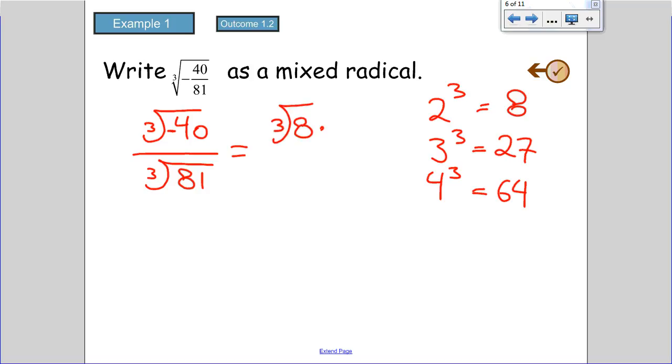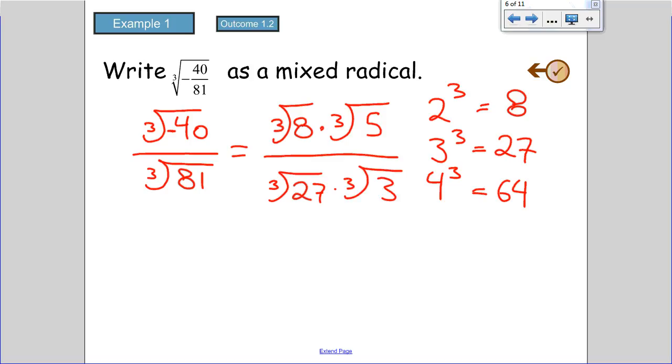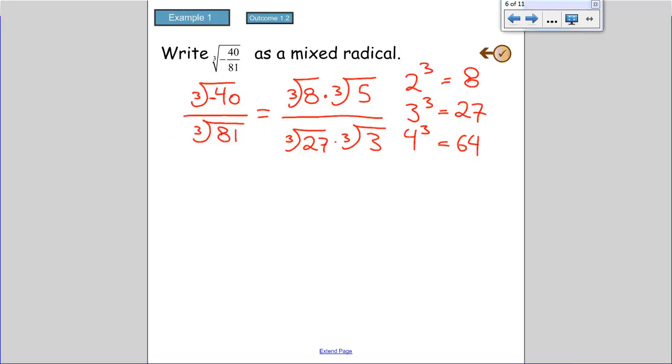And on the bottom, 81. 27 goes in. Yeah, so you're going to have the cube root of 27 times the cube root of 3. Now you want to simplify one step further. What is the cube root of 8? It's 2. So on the top you have 2 times the cube root of 5. On the bottom you should have 3 times the cube root of 3.